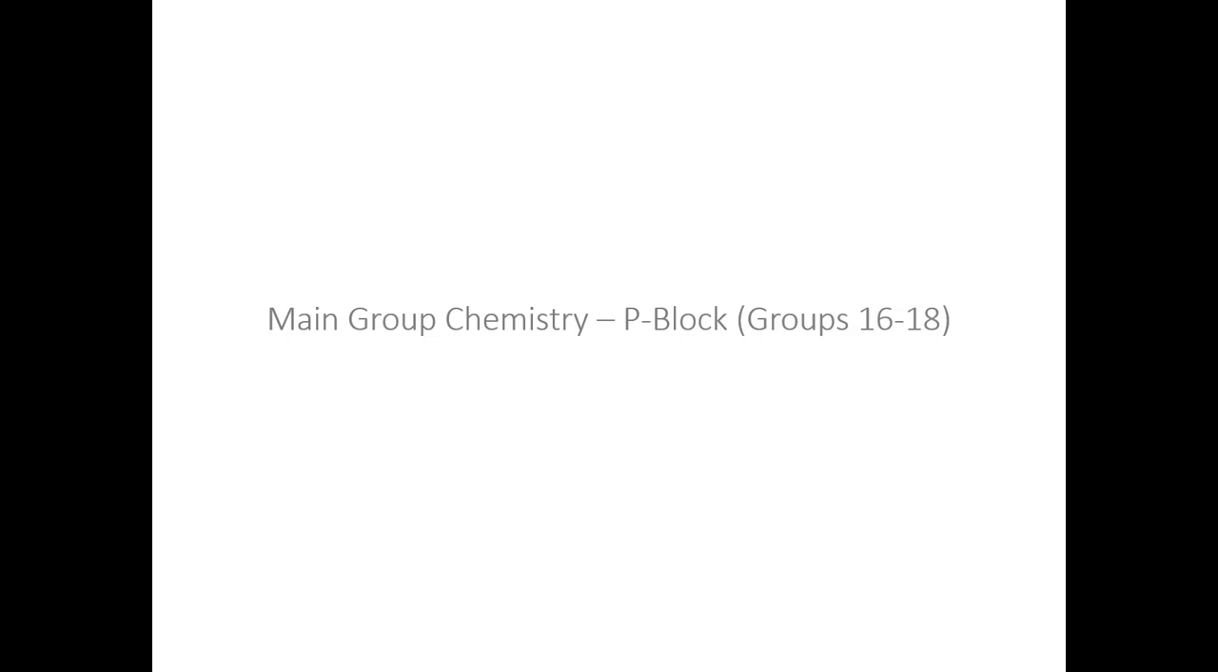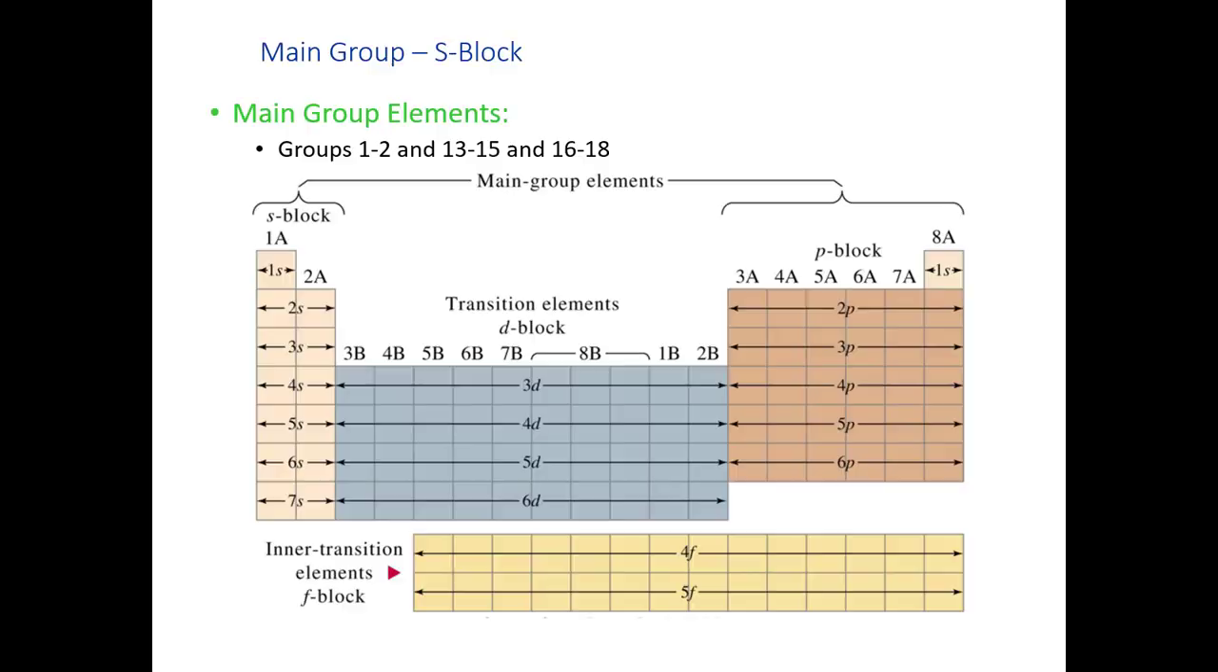In today's lecture, we will be covering main group chemistry, the P block, specifically groups 16 to 18. In the last two lectures, we covered the S block and the first half of the P block, so now we will finish this section of the course by looking at the second half of the P block. So that would be groups 16 to 18.